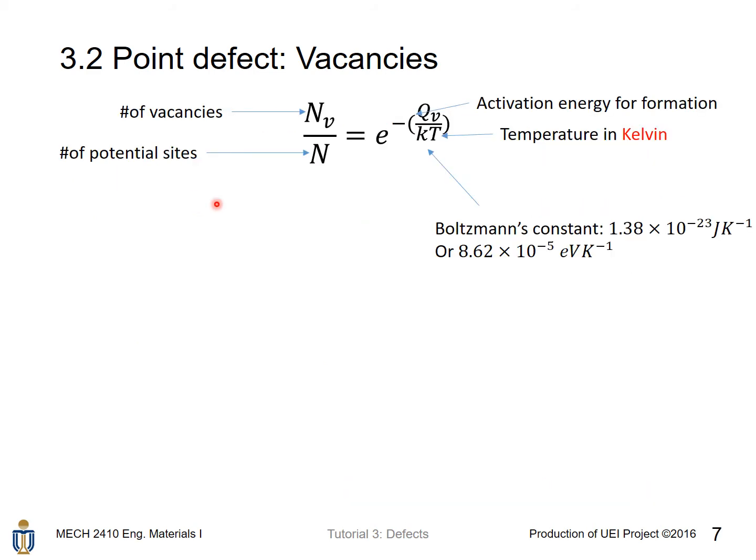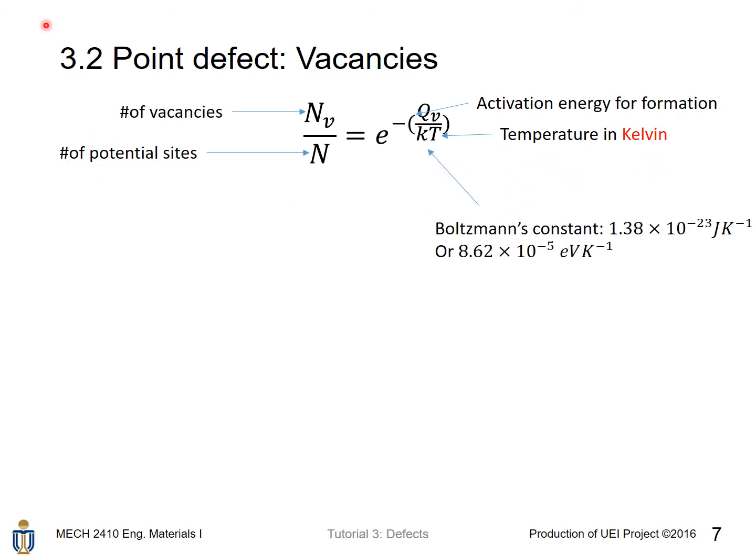There is an equation which can be used to estimate the vacancy numbers. The number of vacancies, N_V, over the number of potential sites, which is the number of atoms, N, is equal to e to the power negative Q_V over K times T. Q_V is a constant, the activation energy for formation of these vacancies. K is the Boltzmann constant, and T is the temperature in Kelvin.